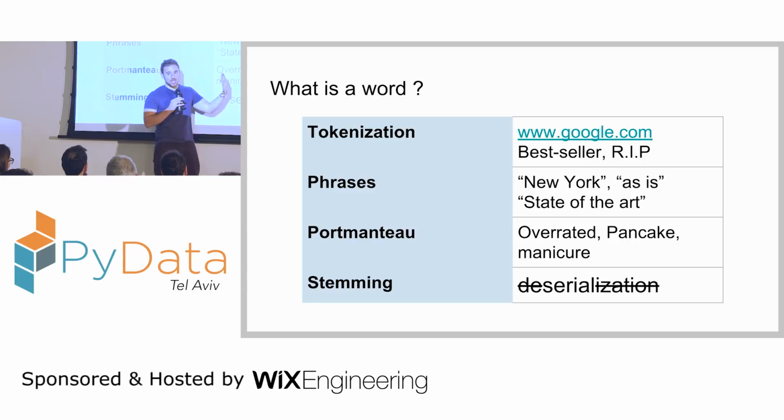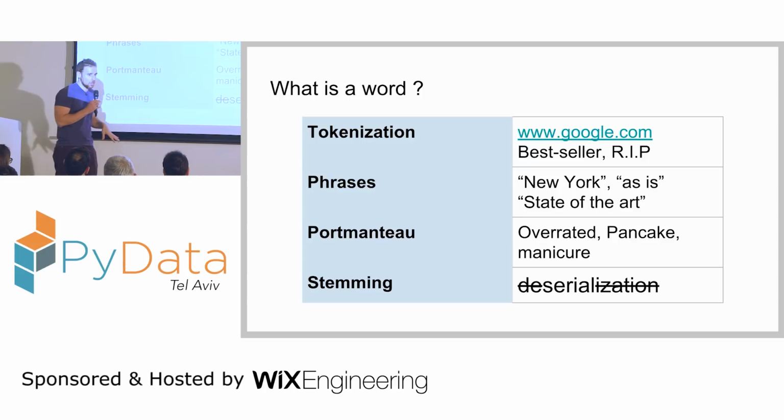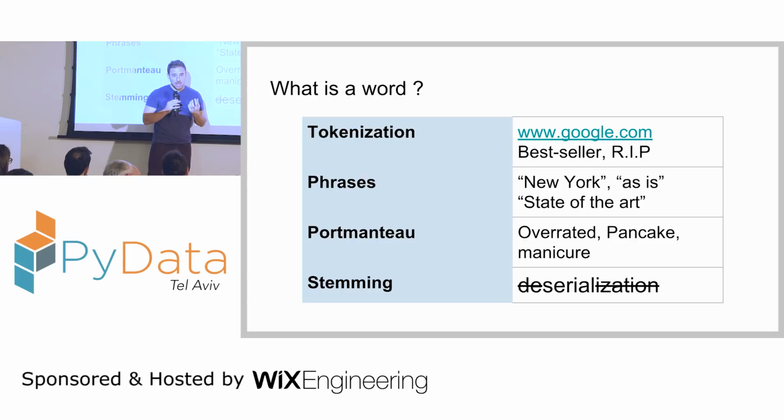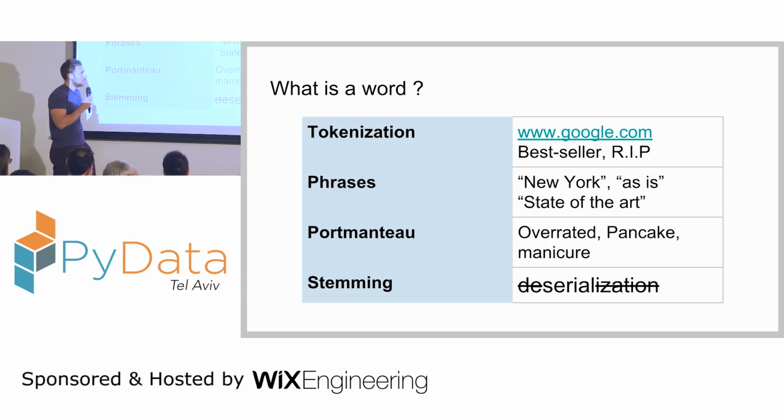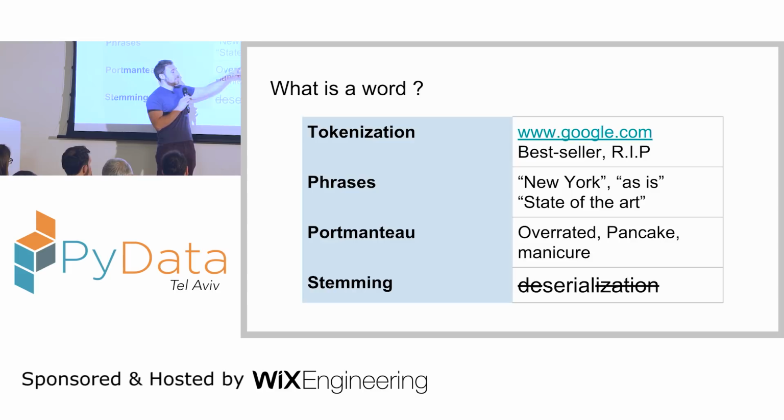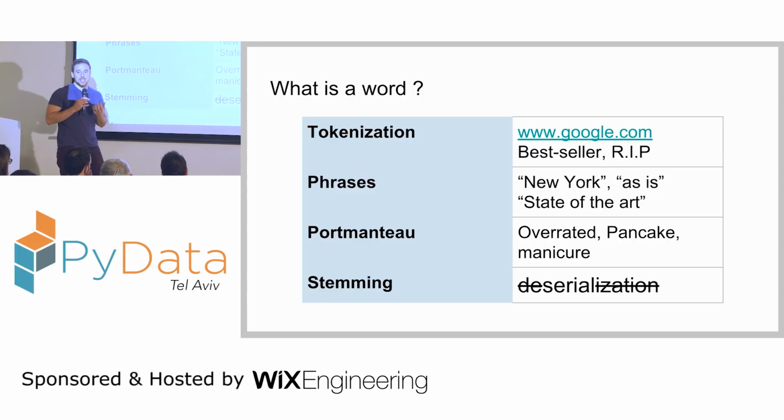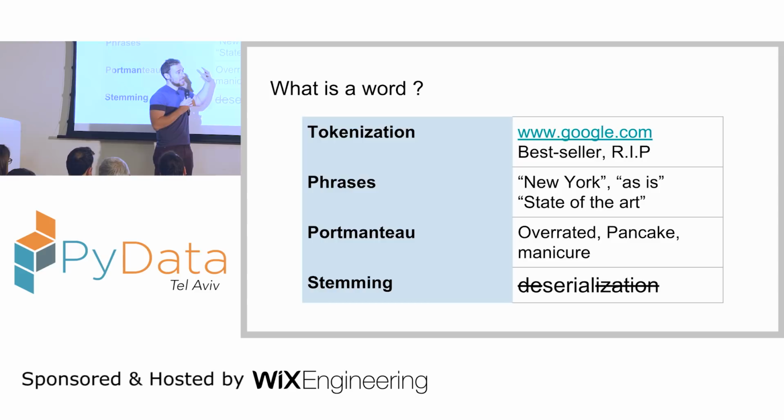In this workshop, we ignore it completely, but you can assume that smart tokenization is in place. Another potential issue is phrases. Phrases like New York, as is, in contrast to the UCLA, state of the art. The words by themselves don't convey the same meaning or information. Sometimes we want to unite them into a single word, meaning New York as a single token.